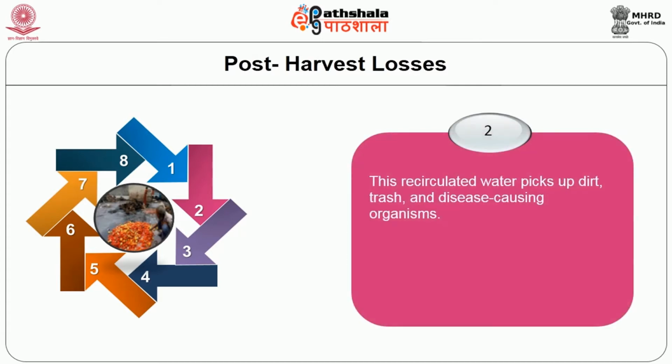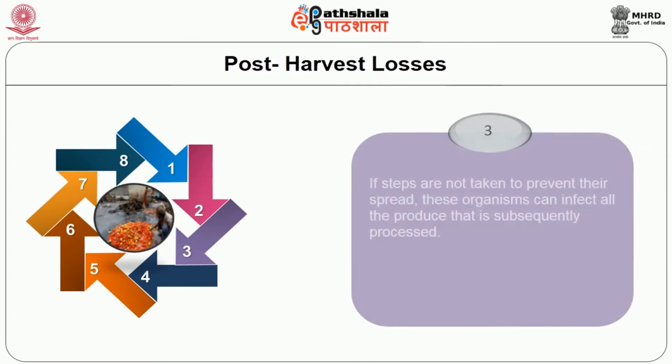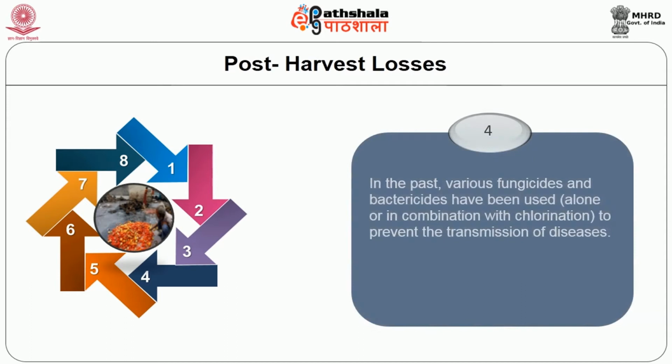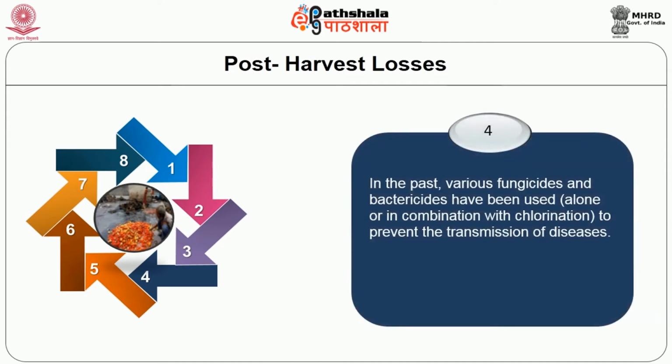This recirculated water picks up dirt, trash, and disease-causing organisms. If steps are not taken to prevent their spread, these organisms can infect all the produce that is subsequently processed. In the past, various fungicides and bactericides have been used alone or in combination with chlorination to prevent the transmission of diseases.